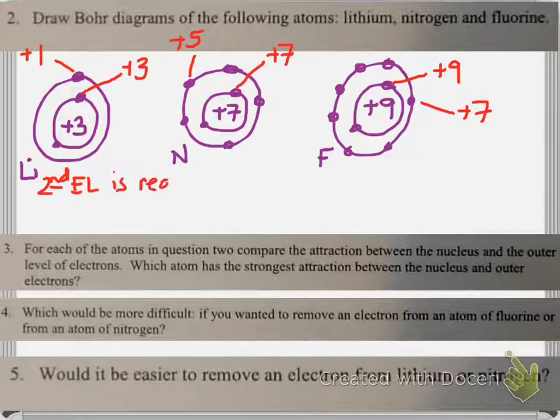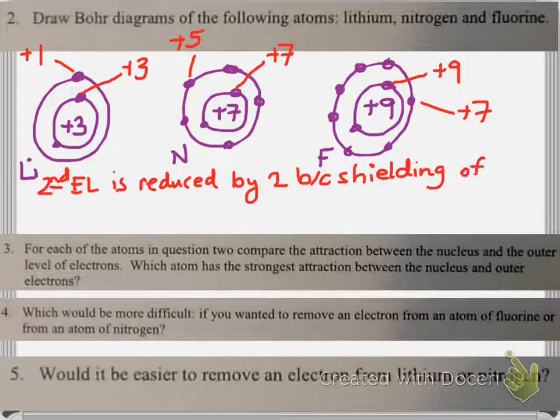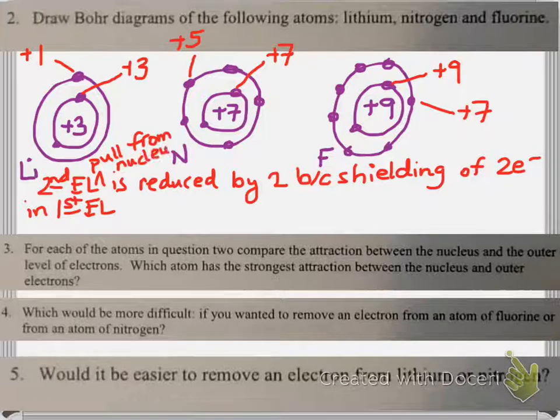So the second energy level is reduced by 2 because of the shielding of the 2 electrons in the first energy level. Second energy level, we can say kind of pull from the nucleus. So which atom has the strongest attraction between the nucleus and outer electrons? Right, so the strongest pull from the nucleus for the outer electrons would be fluorine. And again, that's because we have a +7 pull from the nucleus to those outer shell electrons.